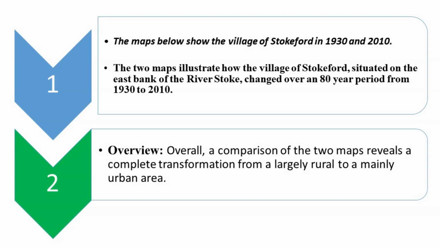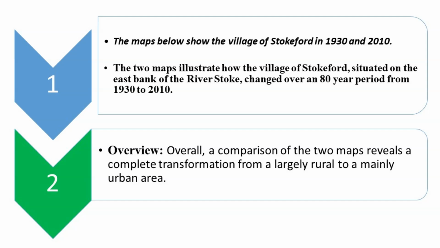What is an overview? It's almost the same that we wrote for the maps. Overall means you give a complete view, almost a summary of both the maps. So what is the summary here? You can say overall, or in a quick look, something like this. You can say a comparison of the two maps reveals a complete transformation.